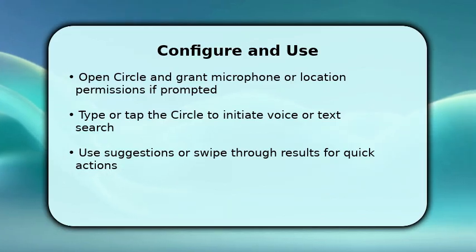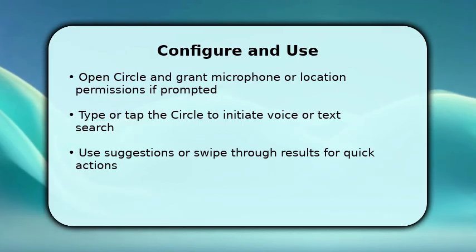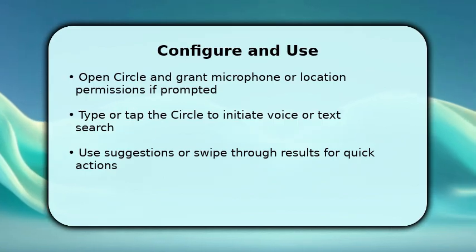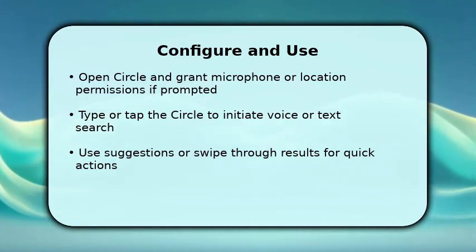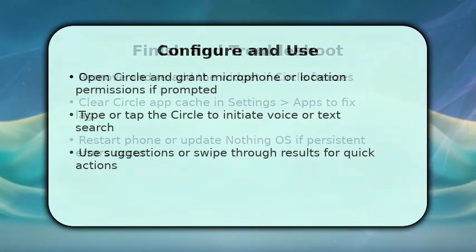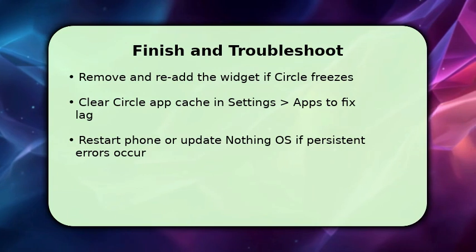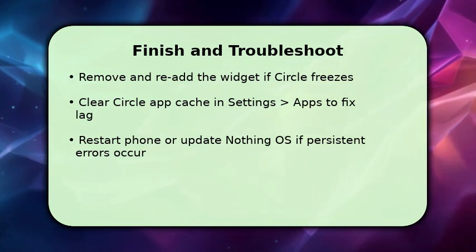As results appear, swipe through cards or use action buttons to open apps, navigate, or copy text. Make sure to refine phrasing if results are off. Short commands usually return faster, more relevant matches. To finish, test a few searches to confirm Circle returns expected results, then close the widget and resume normal use.